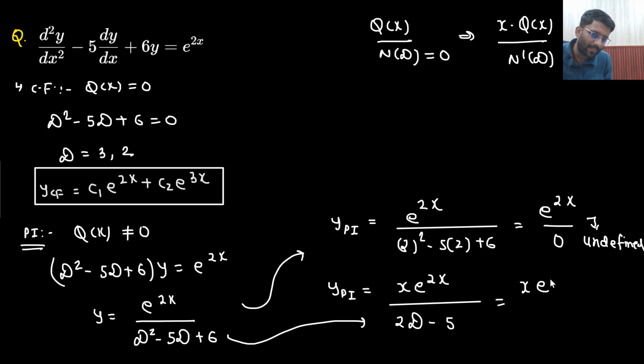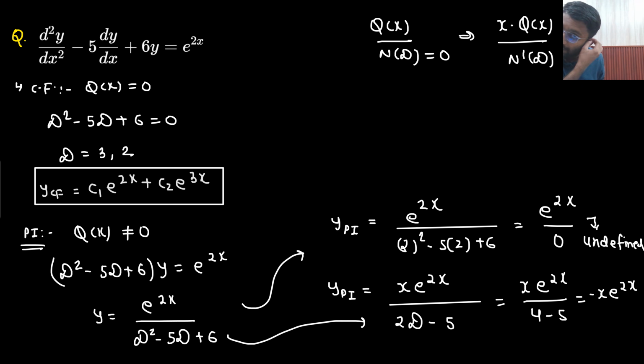What you will be getting? x e to the power 2x over 4 minus 5. So what is the answer? 4 minus 5 will be minus 1. So minus x e to the power 2x. That's the answer. So your PI is coming out to be minus x e to the power 2x. Is that understandable to you? So your y is becoming y CF plus y PI.